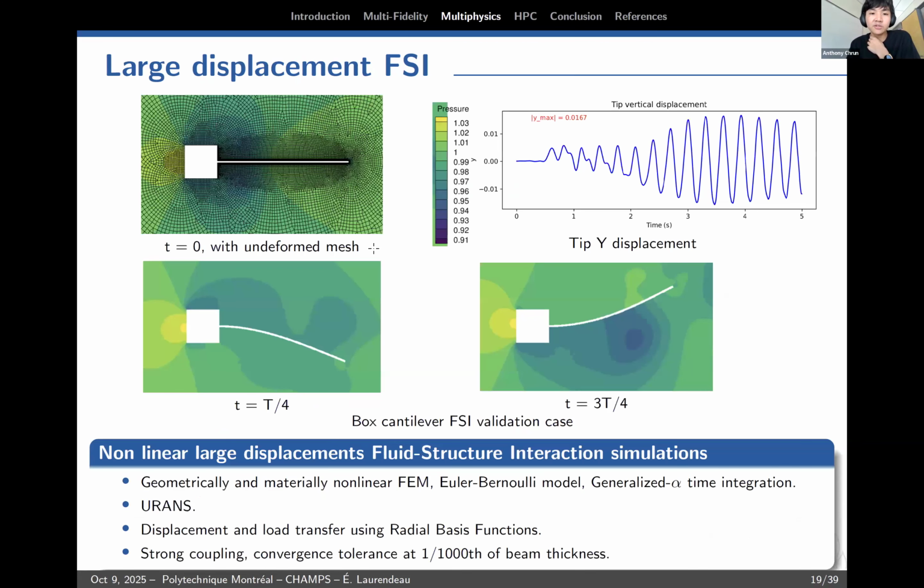And here is one result of that solver. This is the box cantilever FSI validation case, where we have a rigid box that generates vortex-induced vibrations on the beam tip. And you can see that over time, the oscillations increase until they reach a steady oscillatory state.